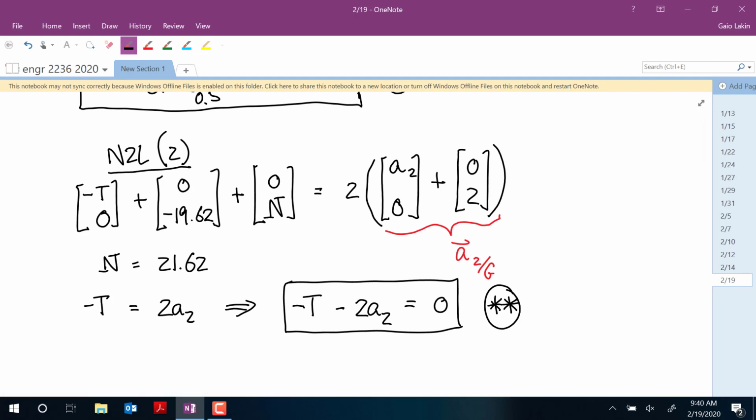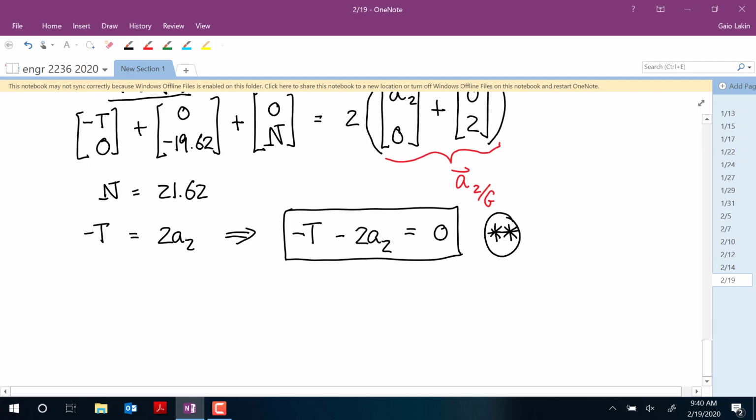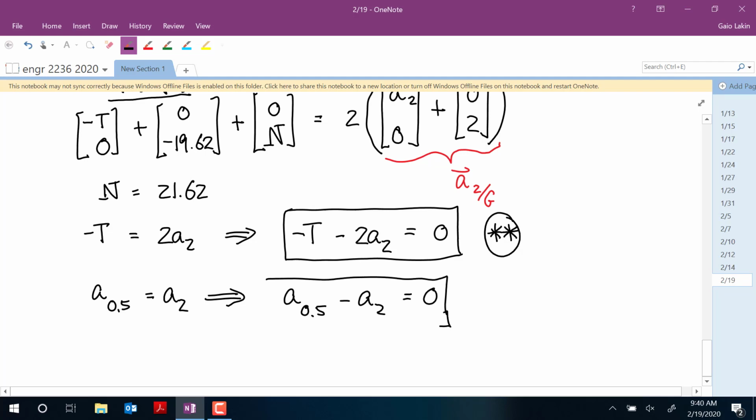And now since the A2 and the A0.5 are both measured by an observer inside the elevator, this equation still holds that says A0.5 is equal to A2. So our third one says A0.5 minus A2 is equal to 0. That's our third equation.